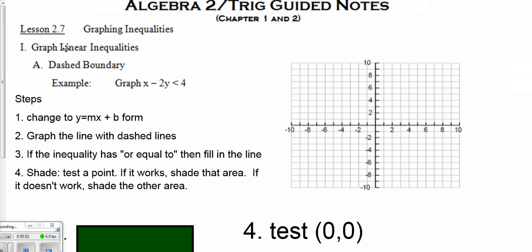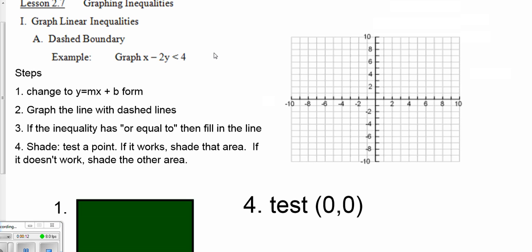All right, now we're looking at lesson 2.7, graphing inequalities. This is the last lesson for unit 1 and 2. To graph linear inequalities, it's going to be really similar to graphing linear lines. Okay, we've done this before. This should be review, but let's go over an example to see what this looks like.